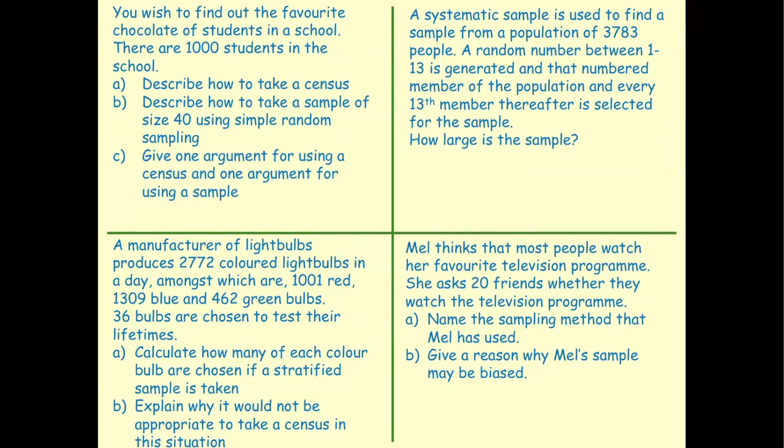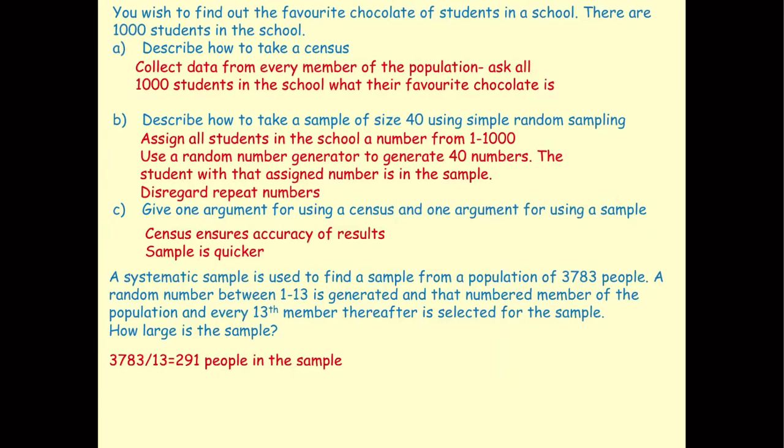Okay, hopefully you've given yourself plenty of time to do that. Let's go through these answers. The first question was, you wish to find out the favourite chocolate of students in a school, and there's 1,000 students in the school. So how would you take a census? Well, a census would be to collect data from every member of the population. So ask all 1,000 students what their favourite chocolate is.